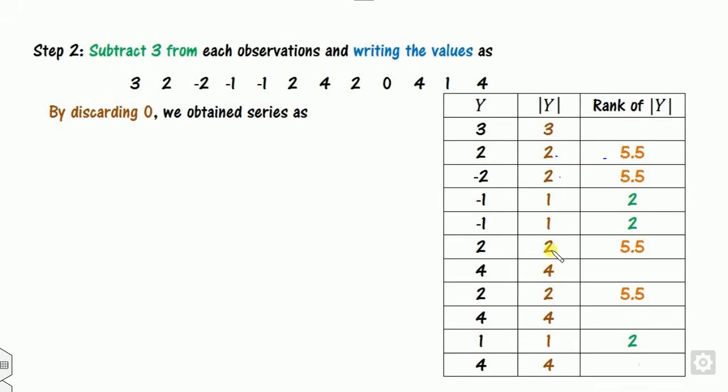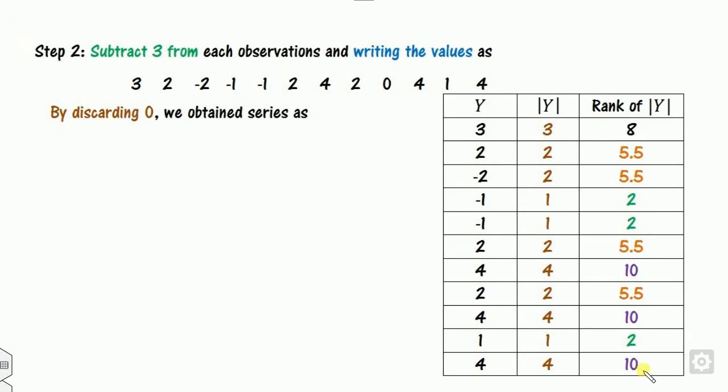After that, the smallest number is 3 and it appears only one time. What is its rank? How many numbers have we used? 1, 2, 3, 4, 5, 6, 7. So now it's 8. After that, 4 appears 3 times, so the positions are 9, 10 and 11. So you put here 10, 10 and 10.